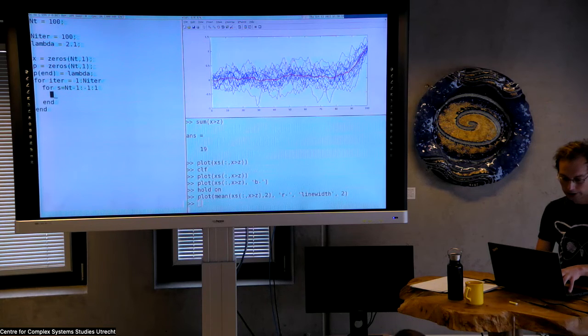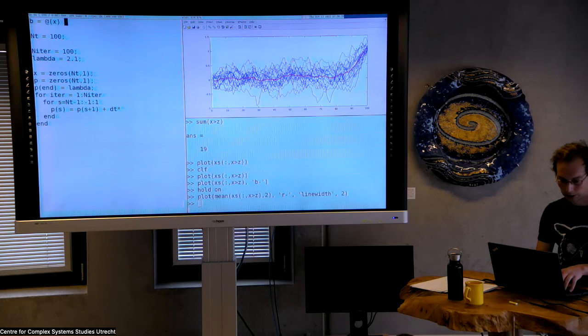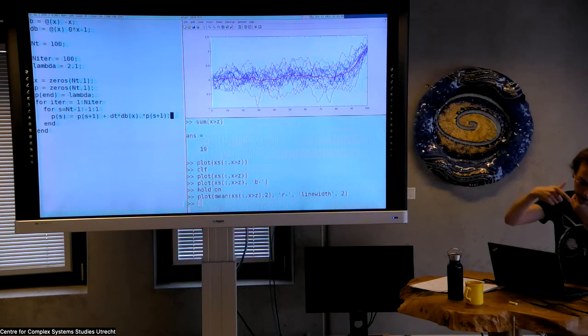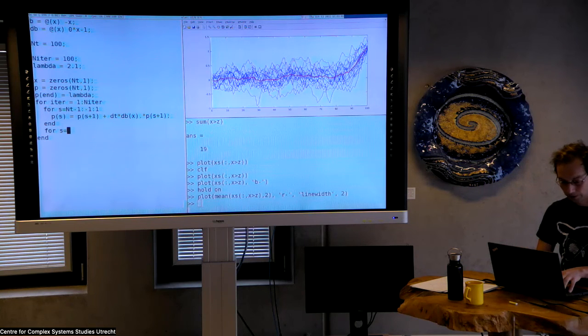So we set the final p to some lambda, and then I need to integrate backwards in time the p equation. So I say p at s is p at s plus 1 plus dt times, so p is minus x, gradient b is minus 1. I always write 0 times x minus 1 because then it's the right size. dt times gradient b transpose, we're in 1D, there's no transpose, times p. That's the old equation, plus instead of minus, because I'm integrating in the backwards direction. And then forward, 2 to nt: x at s is x at s minus 1 plus dt times b of x plus p.